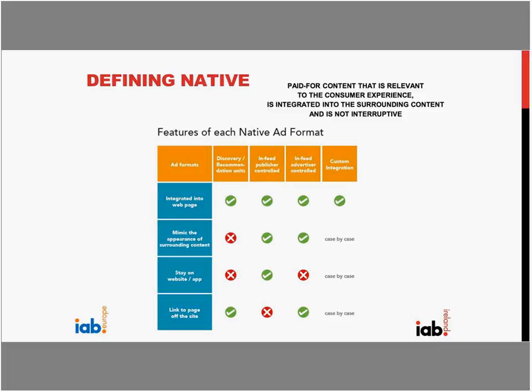It's quite simple, quite a short guide. And our overall definition for Native is quite short there. You can see at the top that it's paid for content that is relevant to the consumer experience, is integrated with the surrounding content, and is not interruptive. Then we go into a little bit more detail on the different types that we use for our ad spend study as well, from discovery recommendation units and so on. And there's just a simple table with a checklist of what they are. Again, it was to keep it very visual and very simple. That was our aim.